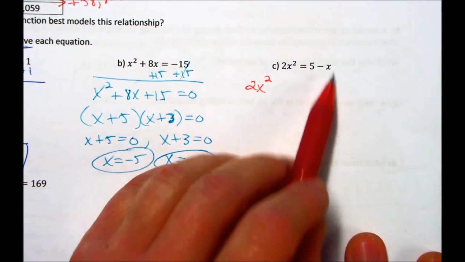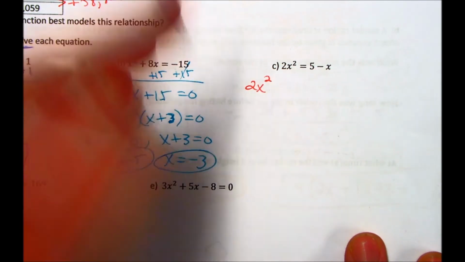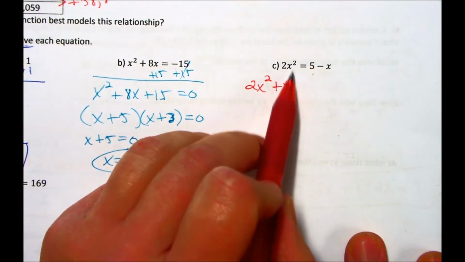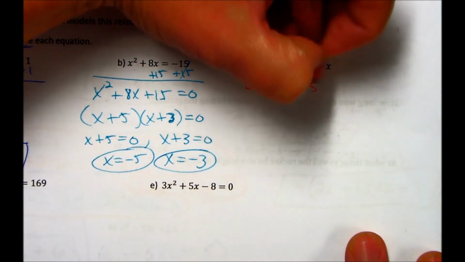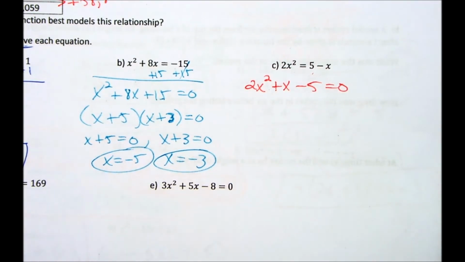So I'm going to do a little shortcut here. If you look at that -x on the right side of the equals, when I move it over to the left, it's going to become positive x. When I move that 5 to the other side of the equation, it's going to become -5. Okay, so there's a number in front, which means I can't use my basic factoring skills. You could use guess and check, but I would try to use the AC method with this one.